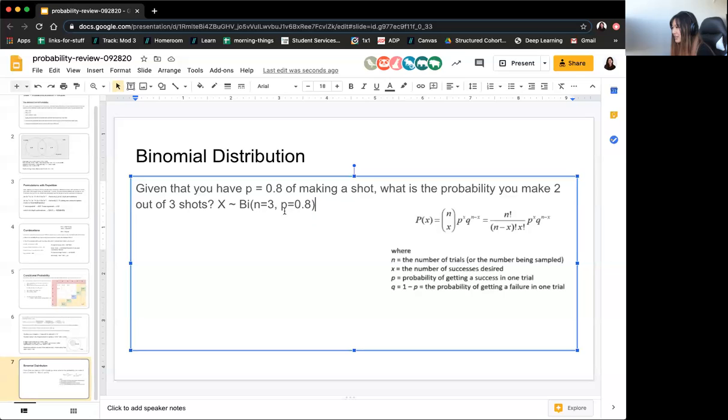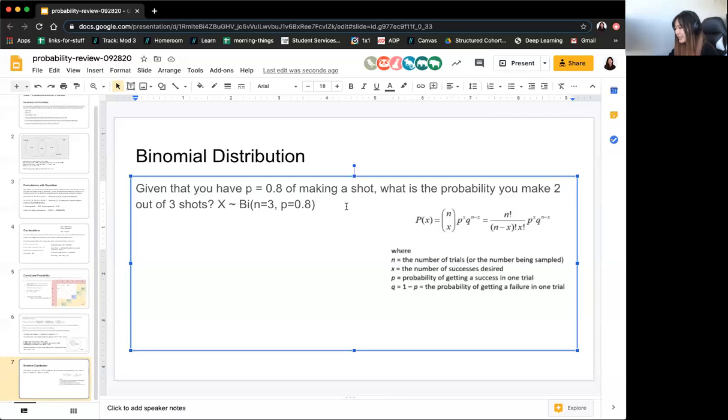X, in this case, is 2 because we're looking for the probability of 2 out of 3 shots. And if you plug all the numbers in, you will get the answer here. But I wanted to break down where this equation comes from. I think it's very interesting and good to know sometimes.